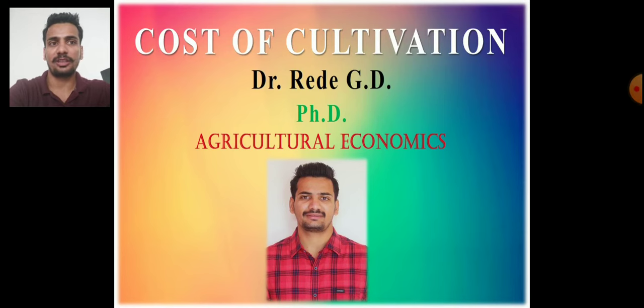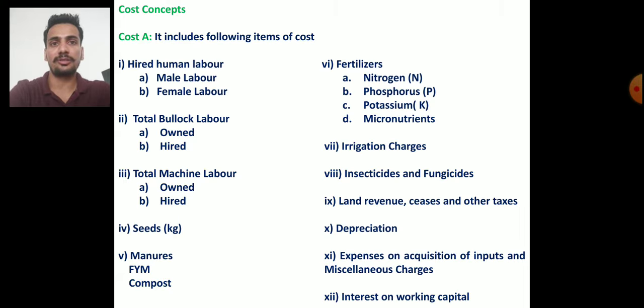Myself, Dr. Rede GD. Today we will see in detail the cost of cultivation for all the seasonal crops. Before going to cost of cultivation, we must know the different cost concepts. Basically there are three costs, that is cost A, cost B and cost C. So, we have to see what is cost A.